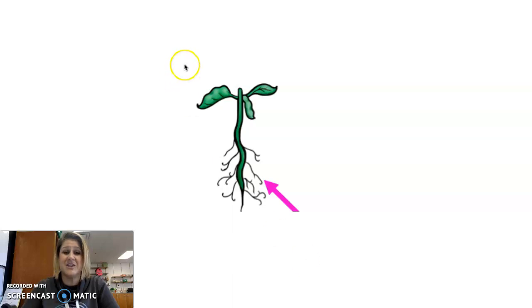This is a root. Nice job. So this picture up here is a root. Again, the arrow points to the bottom. That's the part of the plant that's called the root. And where does it grow? Under the ground. Nice job. So we could probably pretend that there's dirt right here and that these roots are underneath the ground.